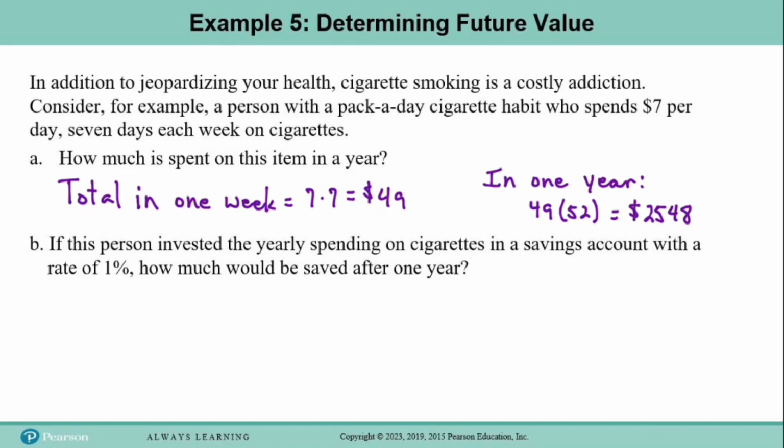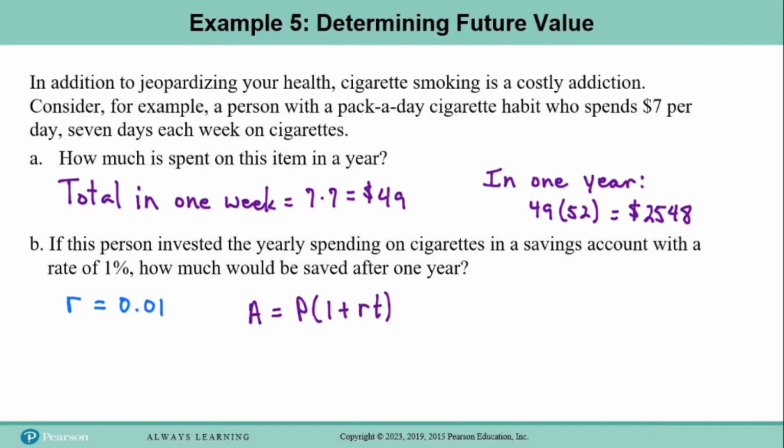Now in part B it says if this person invested the yearly spending on cigarettes in a savings account with a rate of 1%, how much would be saved after 1 year? So in other words, they're asking us to find the future value of $2,548 after 1 year at an interest rate of 1%. So we know that if R is 1%, then when we plug it into our formula in decimal form, it's going to be 0.01. And let's go ahead and get our formula, and we'll plug in our values.